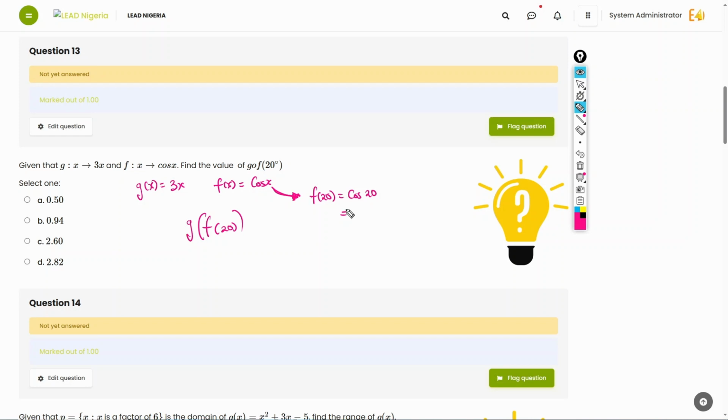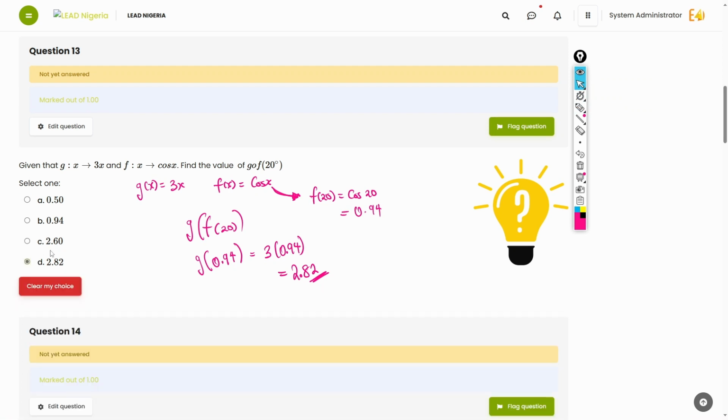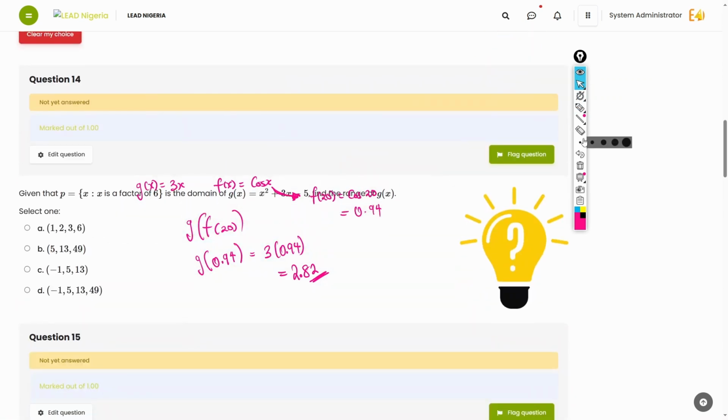So f of 20, that'll be cos 20, which gives me 0.94. All right, so that's f of 20, 0.94. So that means that g of f of 20 is actually g of 0.94, which would be 3 times 0.94, which gives me 2.82. That's E.